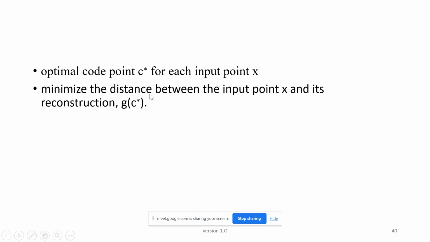Minimize the distance between input and its output reconstruction. So what is the use of minimizing this distance between input x and its corresponding output value? That means we are going to reduce the compression size. With that we are finding the compressed data.